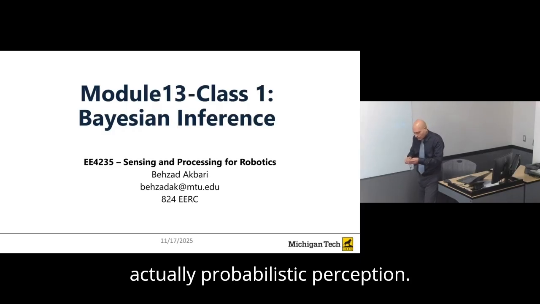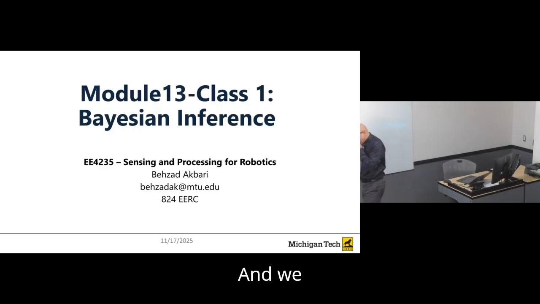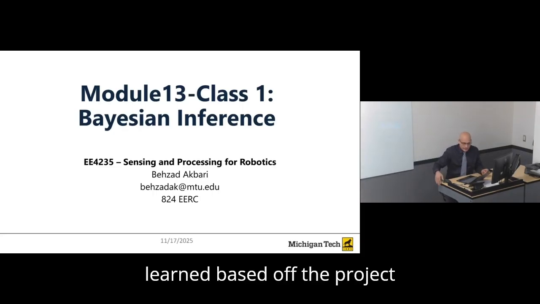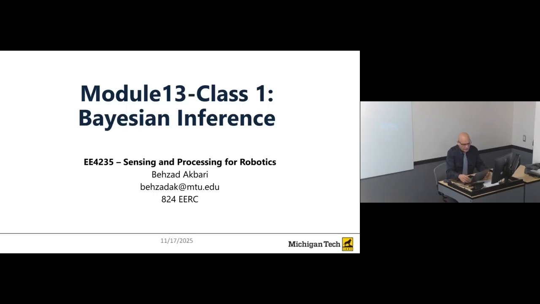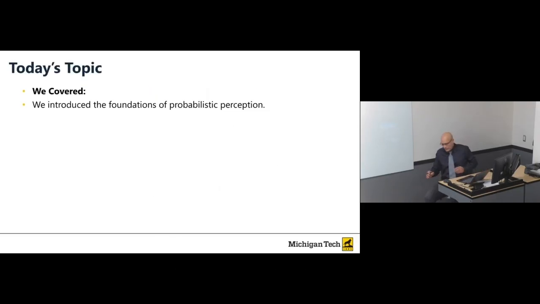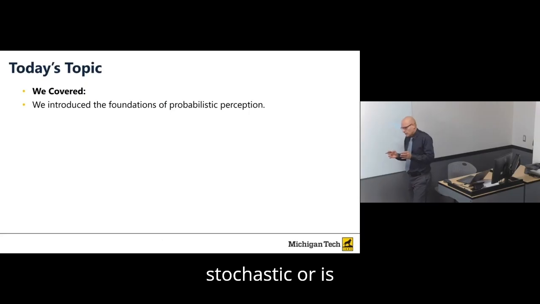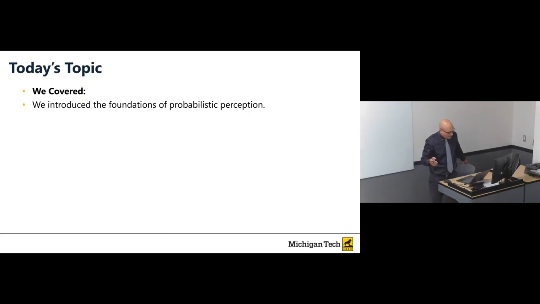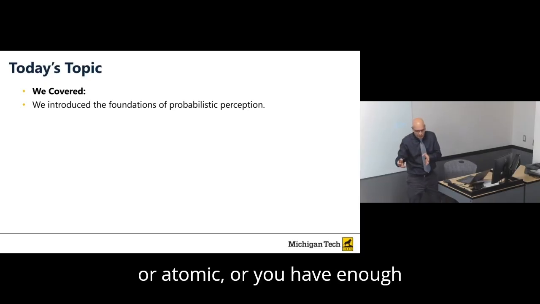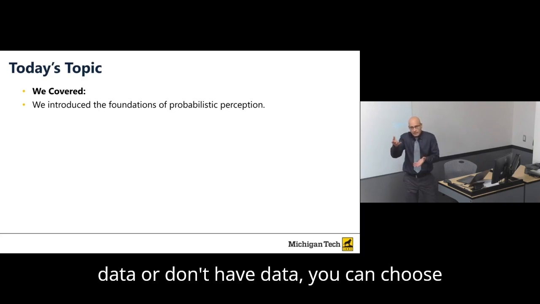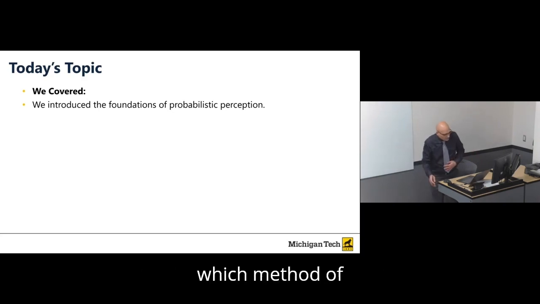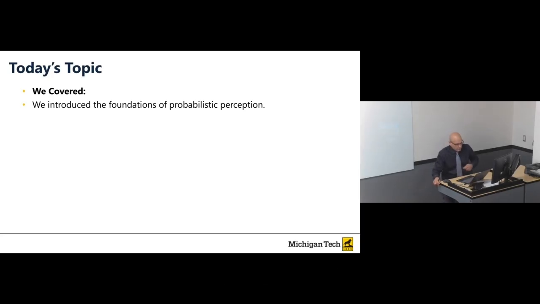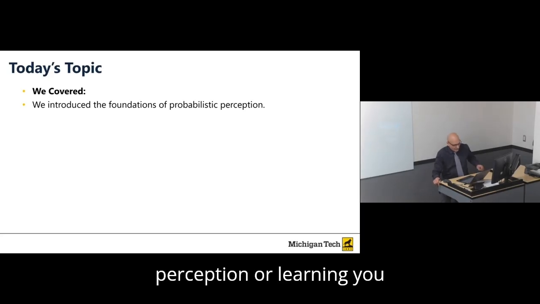Actually probabilistic perception, and we learn based off the project. If the project is, for example, stochastic or is actually deterministic, or if it's structured or atomic, or you have enough data or don't have data, you can choose which method of perception or learning you can use.